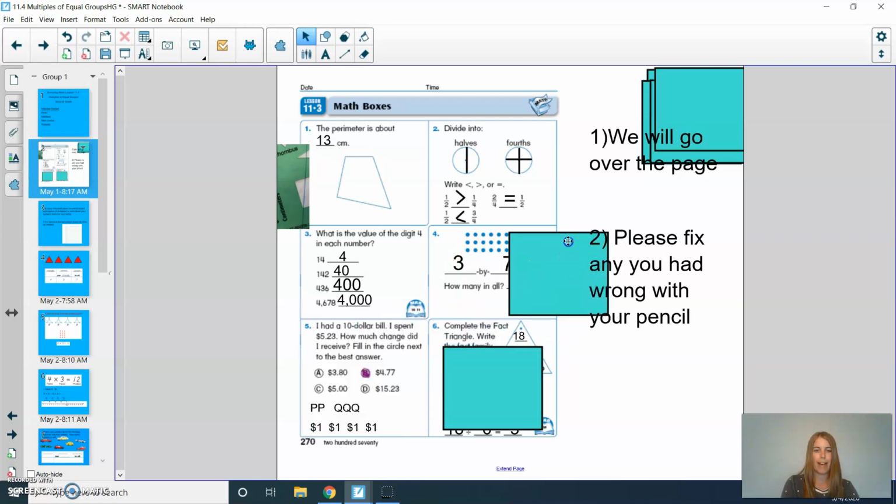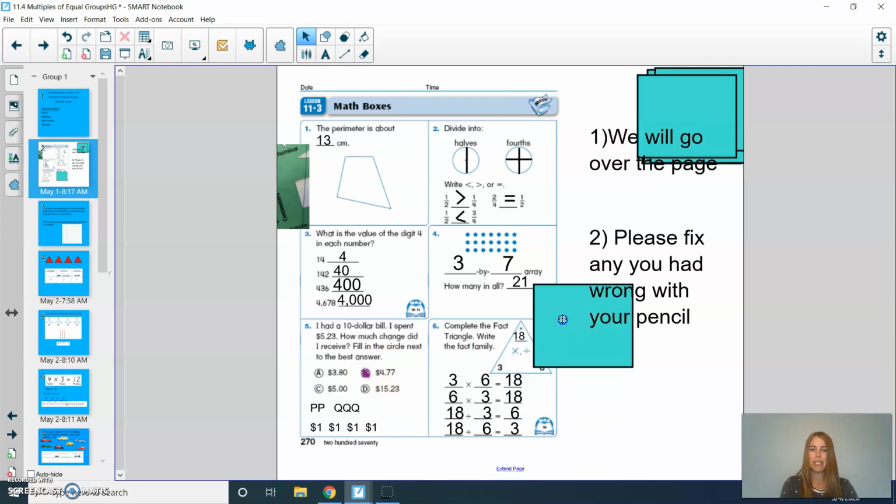For question number 5, I had a $5 bill. I spent $5.23. How much change did I receive? Fill in the circle next to the best answer. So if I start at $5.23, I see if I add 2 more pennies, I would be at $5.25. Then adding a quarter would be $5.50, then $5.75, and then $6. From $6, I added on 4 more $1 bills, giving me a total change of $4.77.